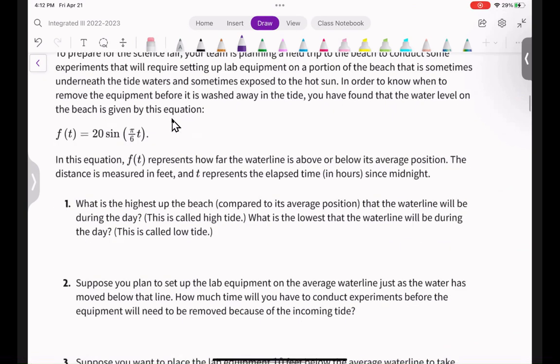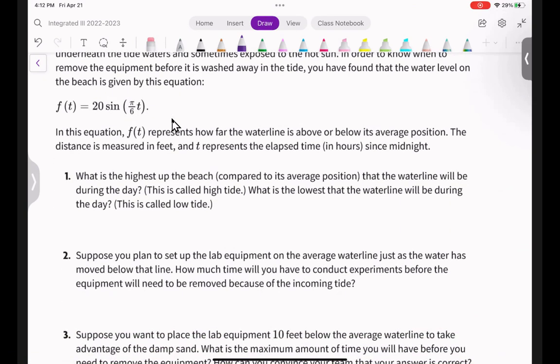So in this equation, f of t represents how far the water line is above or below its average position. So think about the word average, where it normally sits, some of them are below and above. The distance is measured in feet, and t represents the elapsed time in hours since midnight. So t is the number of hours since midnight.